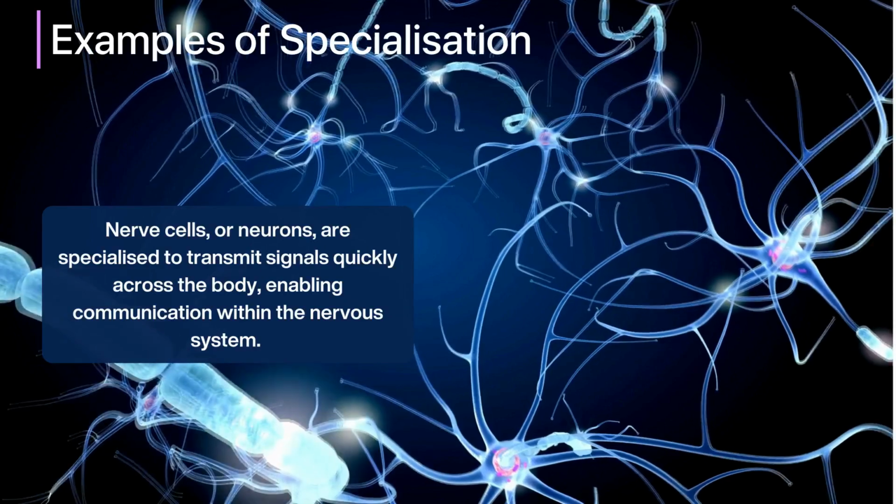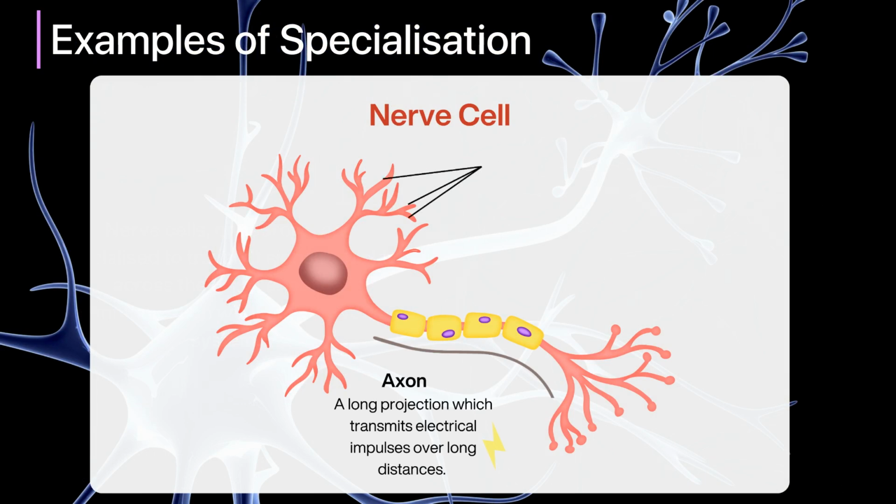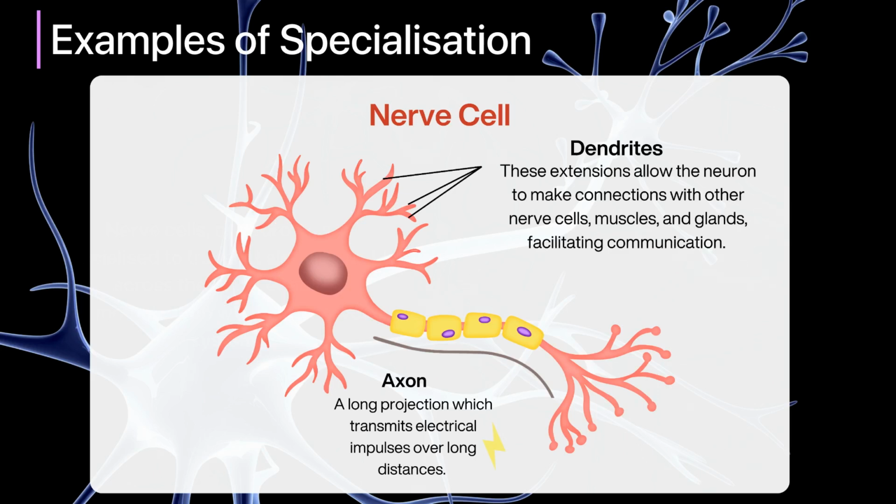For instance, nerve cells have a long projection called an axon, which transmits electrical impulses over long distances within the body. They also have numerous extensions from the cell body called dendrites, which allow the neuron to make connections with other nerve cells, muscles, and glands, facilitating communication. These adaptations enable nerve cells to efficiently relay information throughout the body, allowing for coordinated responses.